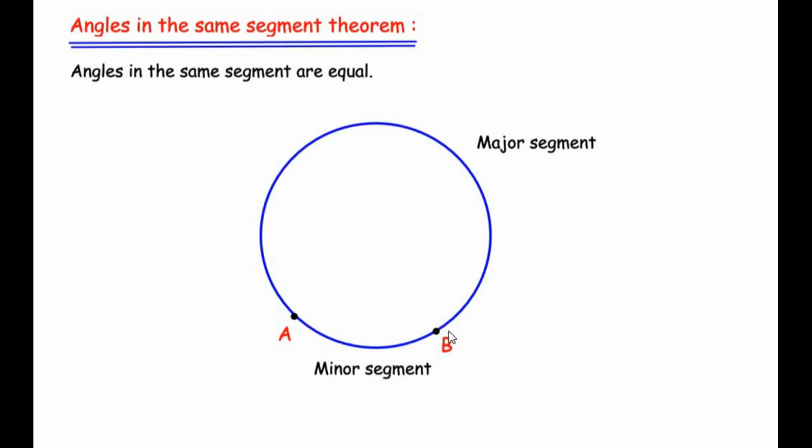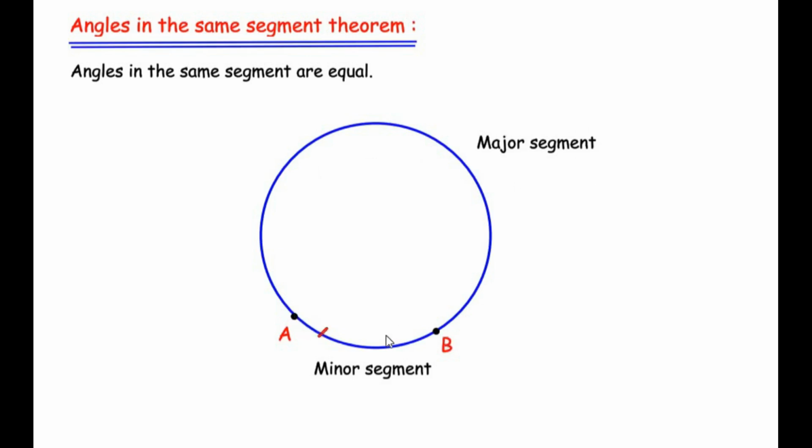Now you can see that I have drawn a circle and there are 2 points marked on it, A and B. These 2 points divide the entire circle into two segments. One is the smaller segment between these 2 points, which is called the minor segment, and the other one is the bigger part, which is called the major segment.